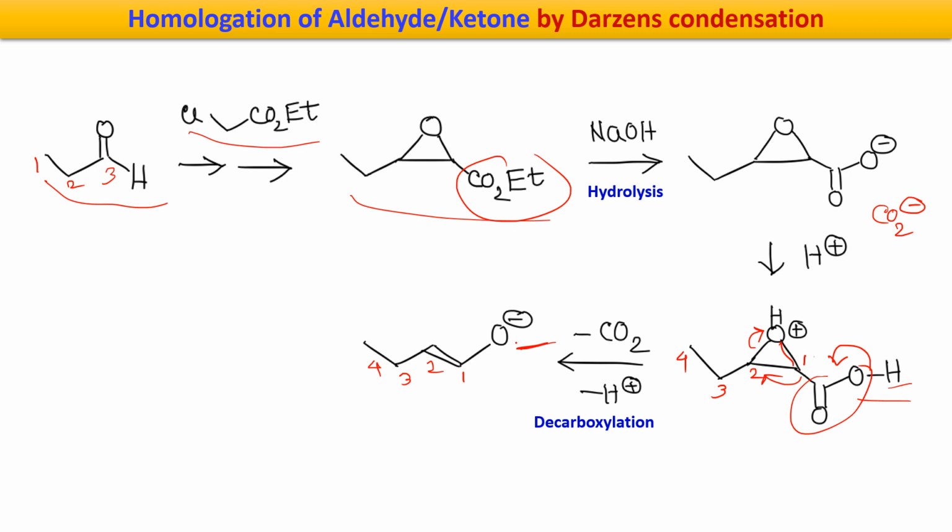Finally, let me write it. Finally, there will be keto-enol tautomerization. So this enol will be converted to carbonyl group. So here you can see 1, 2, 3, 4. We have started with 3, but now if you do these extra steps after Darzens condensation, you can get homologation of aldehyde or ketone.